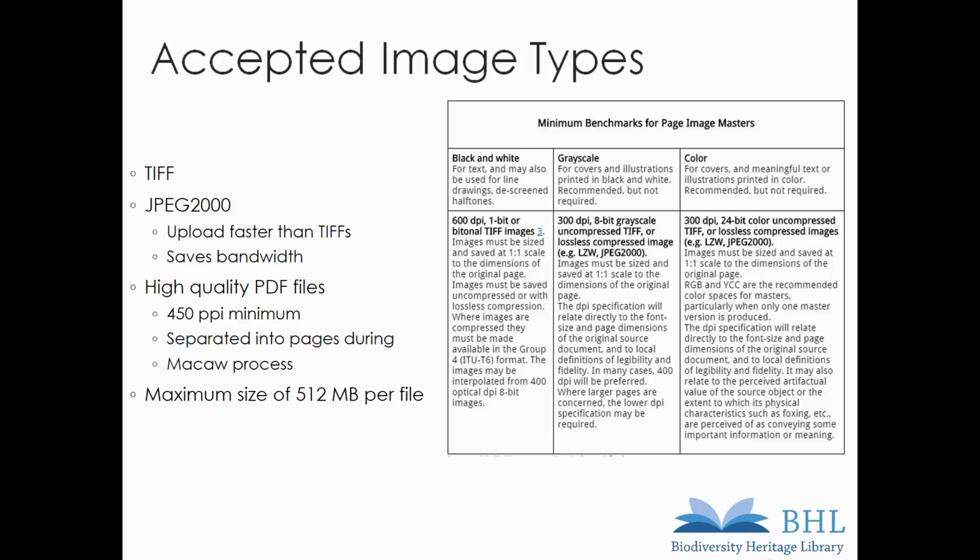There is a 450 ppi requirement for the images within the PDF. During the Macaw upload process, your PDF will be split automatically into separate pages or image files. On the other side of the slide, there is a table that outlines some basic minimum benchmarks. There is a maximum file size of 512 megabytes per each individual file.